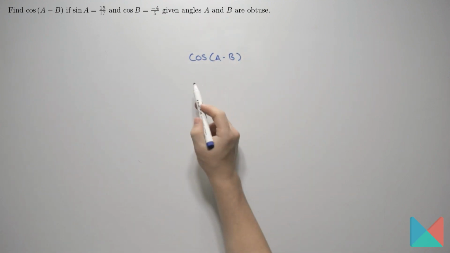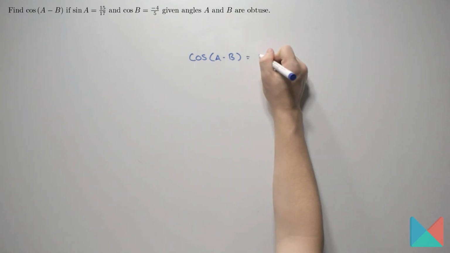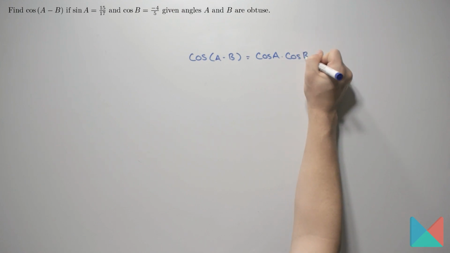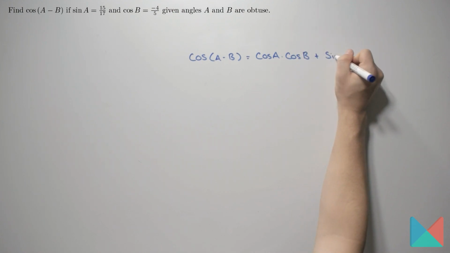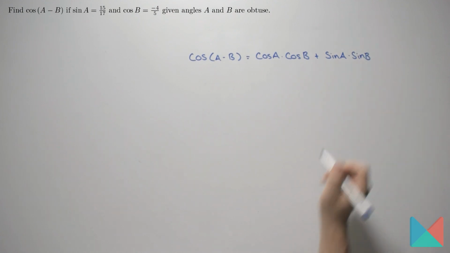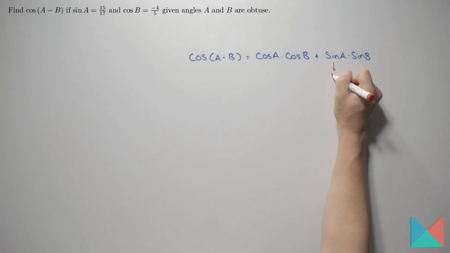And we can expand this out using our angle difference identity for cosine. So let's do that. We get cos of A times cos of B plus sine of A times sine of B. And in our question, we're given that sine of A is 15 over 17. So let's substitute this in.